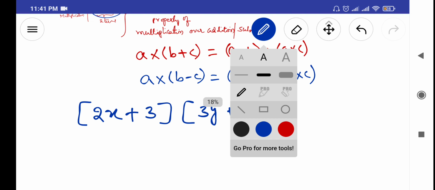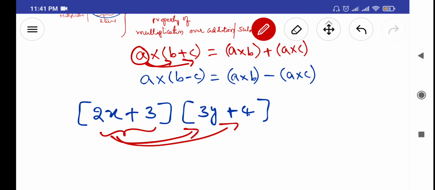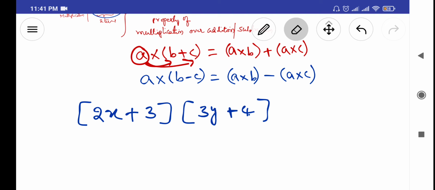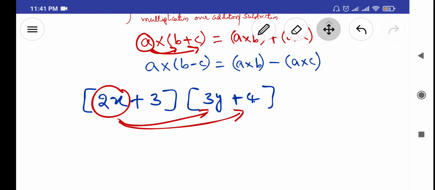Here we will multiply these two. You might have noticed that in the formula, outside there is only a single a, but here this is also a binomial, and this is also a binomial. Then in this case, what to do? If you observe the property, you multiplied this a with both the terms inside the bracket. Same thing here: with each of these, you should multiply both the terms of the second bracket. What does that mean? Once I show it, you will easily understand. With this 2x first, we will multiply both the terms of the second bracket. Means what?